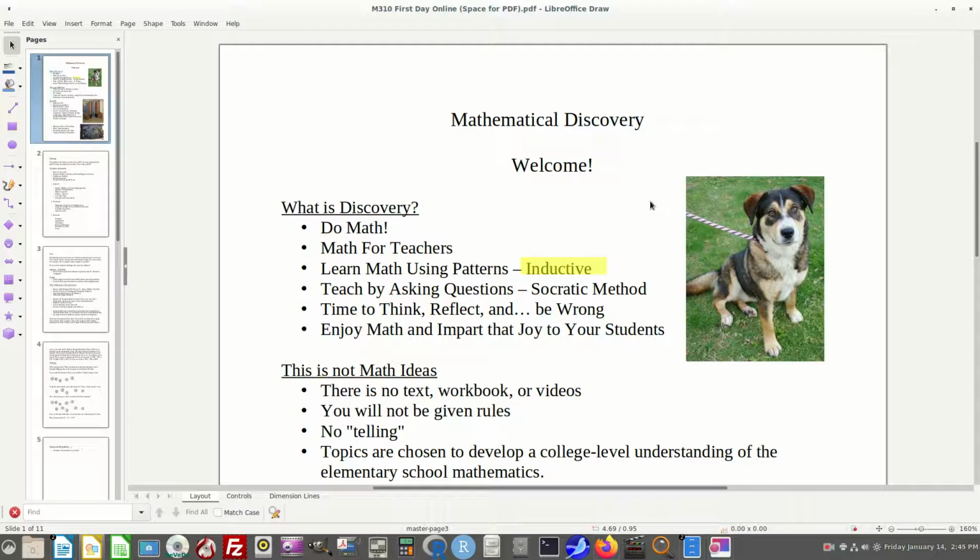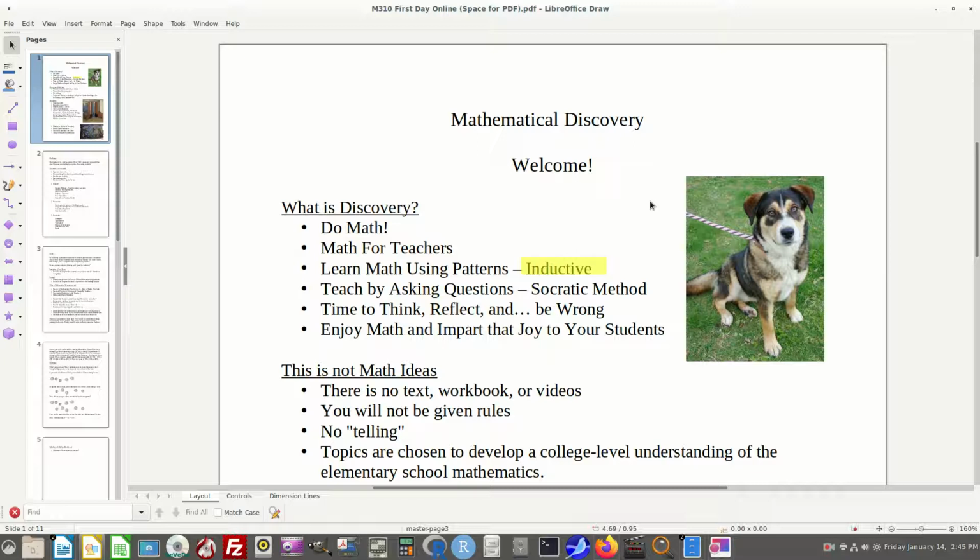I hope that you will enjoy the course, and I hope that it will allow you to impart that joy of mathematics to your own students. You do not have to be going into teaching to take this course, but that is the expectation. That's how it's been designed. So if you simply look at a transfer level math course that is inductive, that requires you to learn mathematics by using patterns, and expects that I will be asking leading questions for us to get there, then you are more than welcome to be a part of this class.